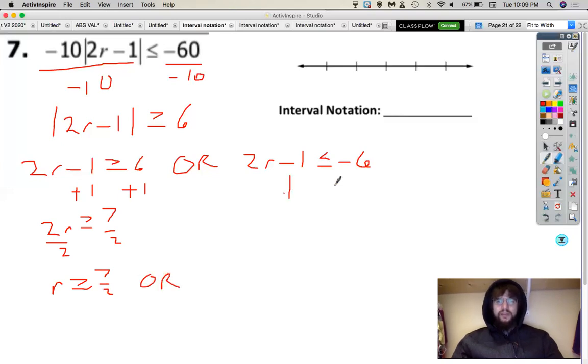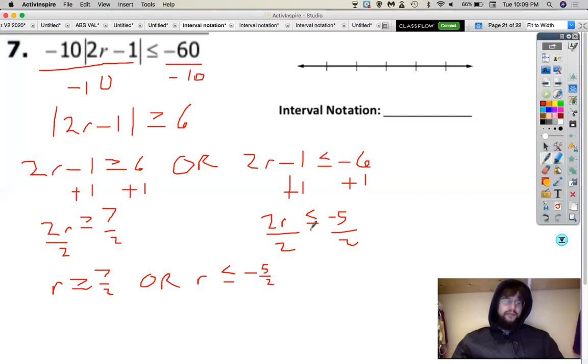Add 1, add 1. 2r is less than or equal to -5, divide by 2. That's negative, so I gotta flip it, right? Wrong. We didn't divide by a negative. We're dividing by positive 2. We don't flip. No flipping. r is less than or equal to -5/2. Boom.